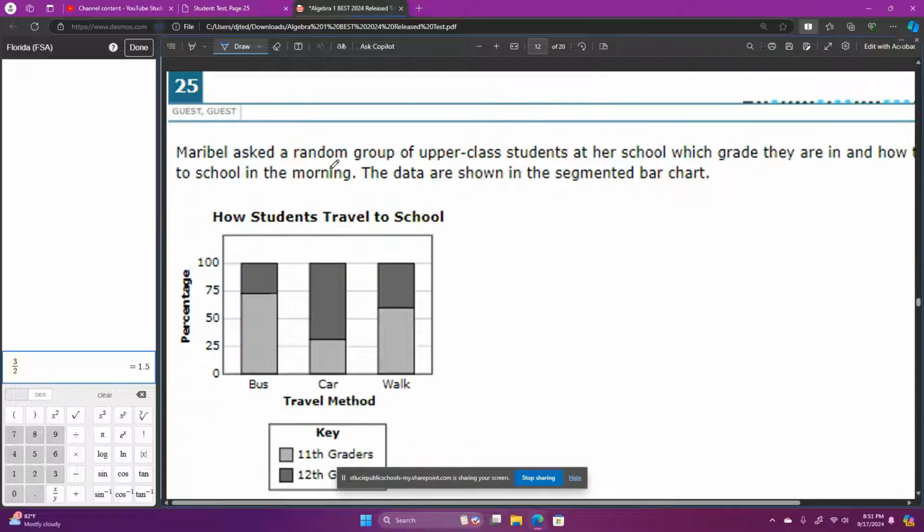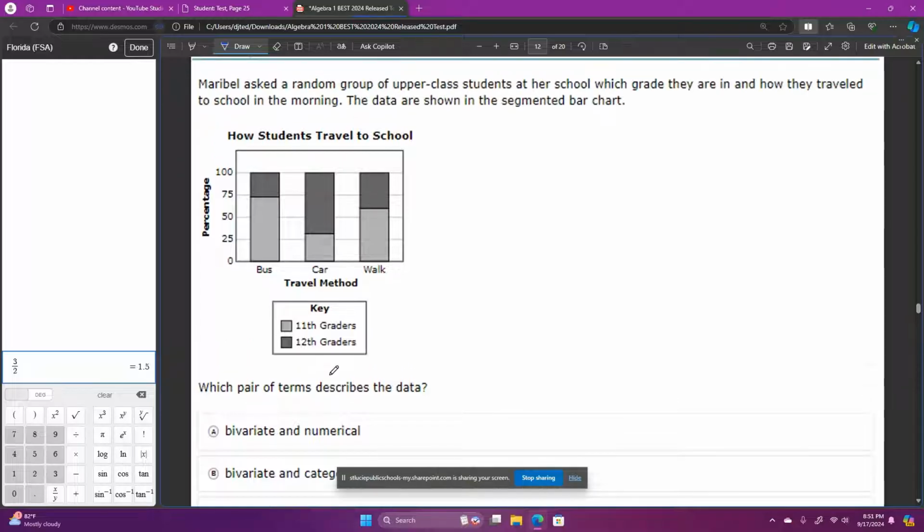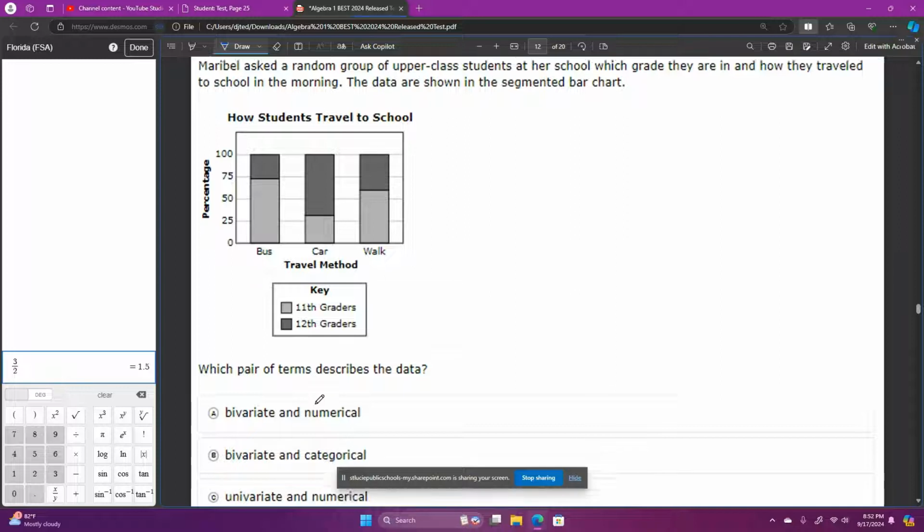And if we continue looking to question number 25, we have a word problem, a data table, and we got some keywords in the answers: bivariate, univariate, numerical, categorical. So really this is like a vocabulary question. Which pair of terms describes the data? Maribel asked a random group of upper class students at her school which grade they're in and how they travel to school in the morning. The data are shown in the segmented bar chart. Which pair of terms describes the data?